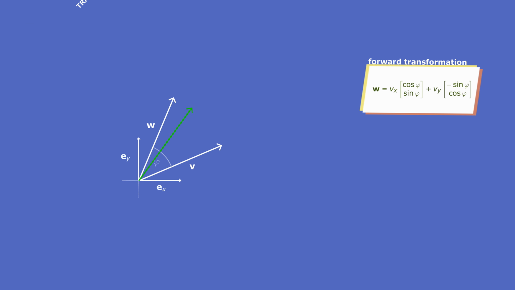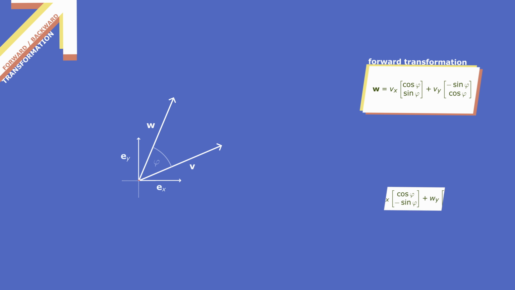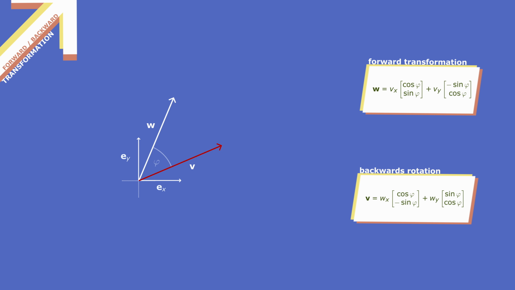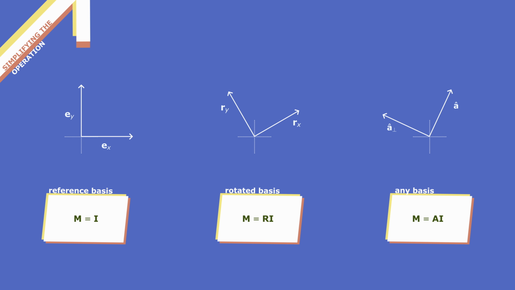To summarize, the basis vectors allow for a forward transformation from local space into the reference space. On the other hand, the backward or inverse transformation changes any vector from reference space to local space. In advance to the next video, let's dissect the operation. Here we only view the transformation itself.